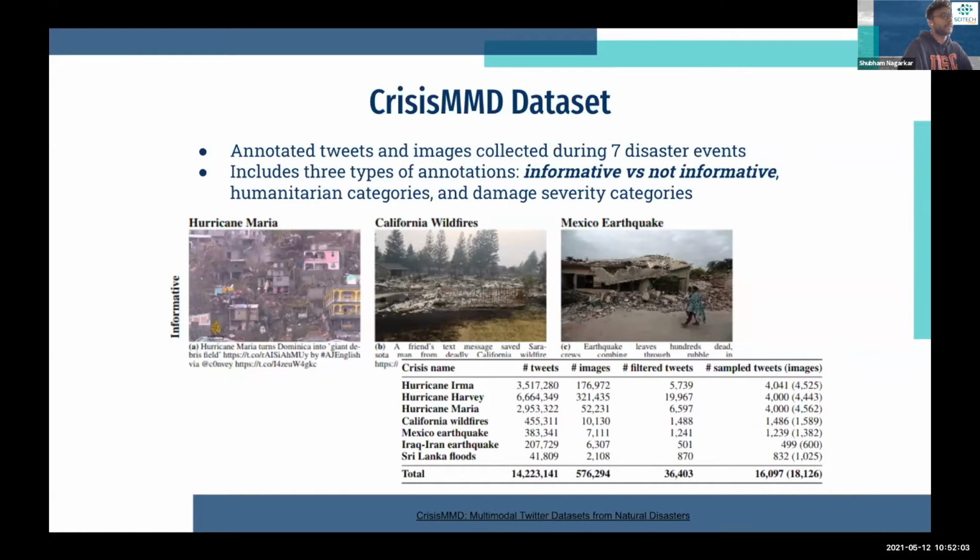Second is the humanitarian categories. Inside humanitarian categories, we have things like loss of lives, damage of property, loss of vehicles, etc. The third category is damage severity. It tells us whether the damage is severe, or mild, or there's no damage at all. In this data set, we have access to 16,000 tweets and 18,000 images. It actually consists of a lot more images, but we have sampled a subset, which accounts for a total of 16,000 and 18,000 for text and images respectively.